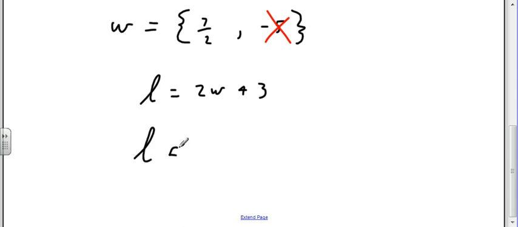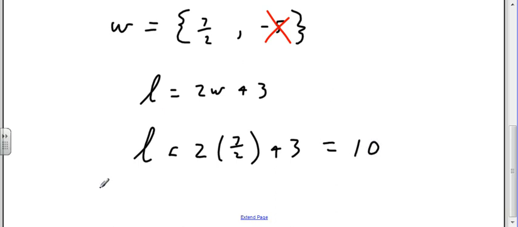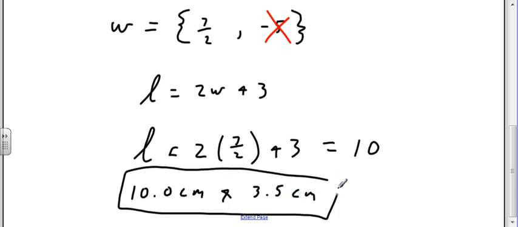L is equal to 2 times 7 over 2 plus 3. That looks like a 10 to me. Does that look like a 10? Okay, so 10.0, because I have 3 significant digits, centimeters by, what was the other guy? 3.5 centimeters. Final answer.